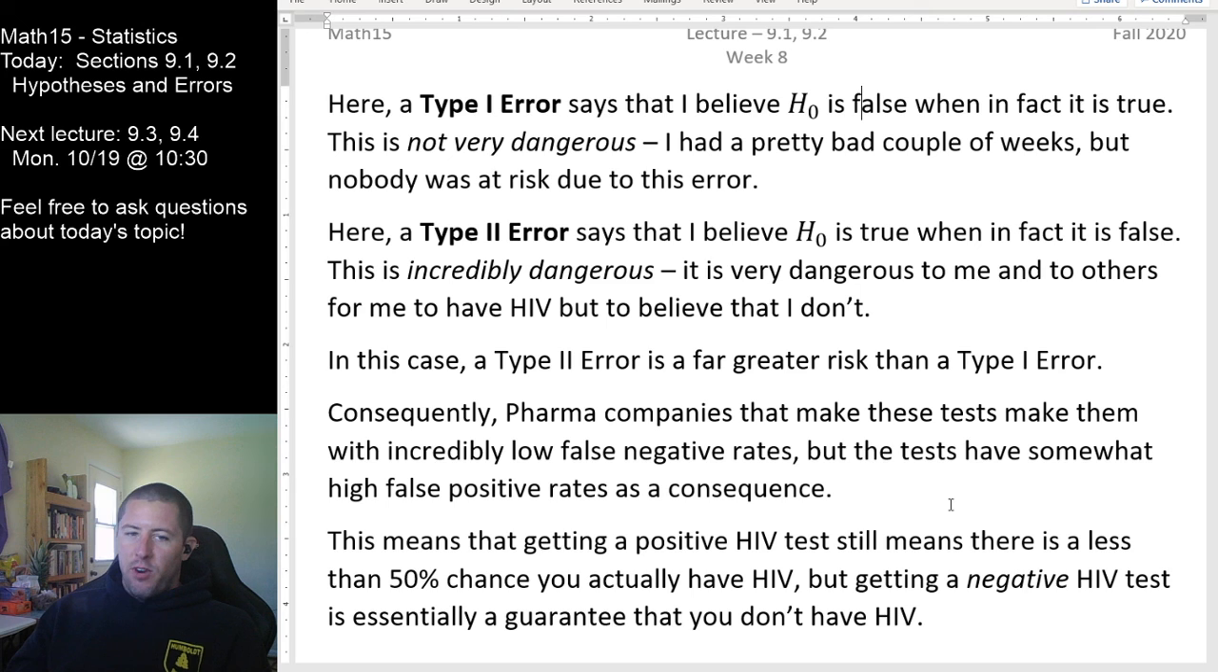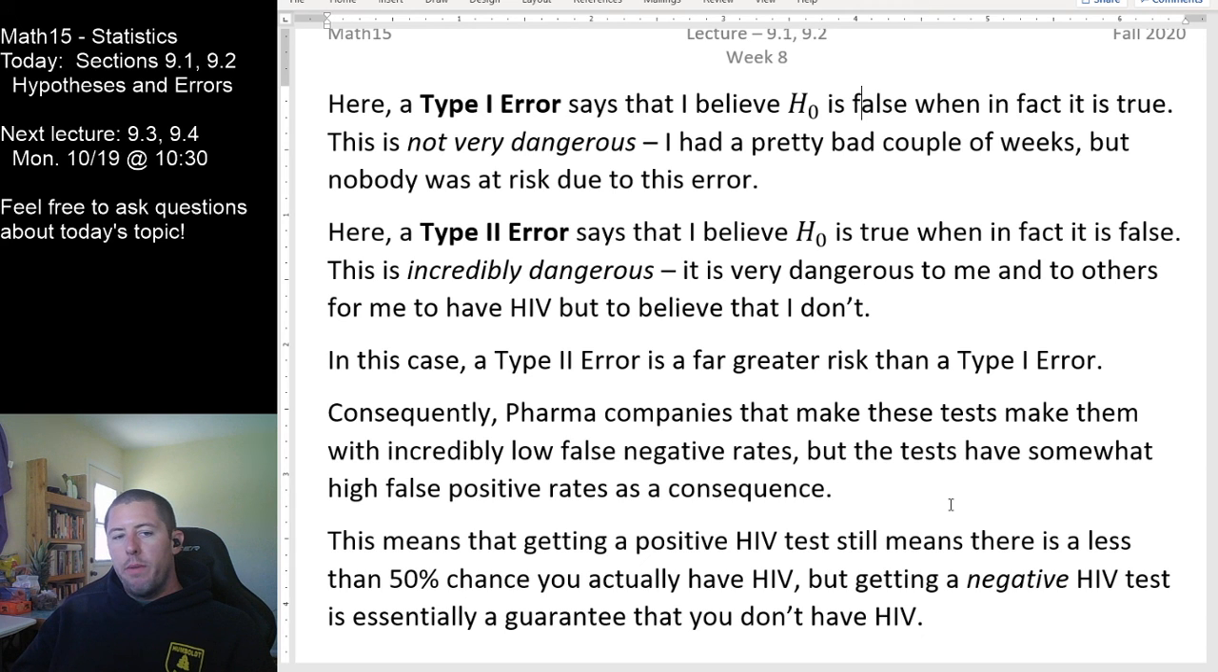So there's lots of reasons why getting a positive HIV test is still more likely to mean that you don't have it than you do. And we want it designed that way because there's a huge risk associated with a type 2 error, and very small risks associated with a type 1 error societally. And so here we have made the decision to err on the side of type 1 errors because they are not dangerous. In this case, a type 2 error is very dangerous, so we avoid it. So in this way, we in a sense have a trade-off typically between the errors. And in lots of cases, we want to design our experiments thinking that it would be very bad for us if we made, for example, a type 1 error or a type 2 error.